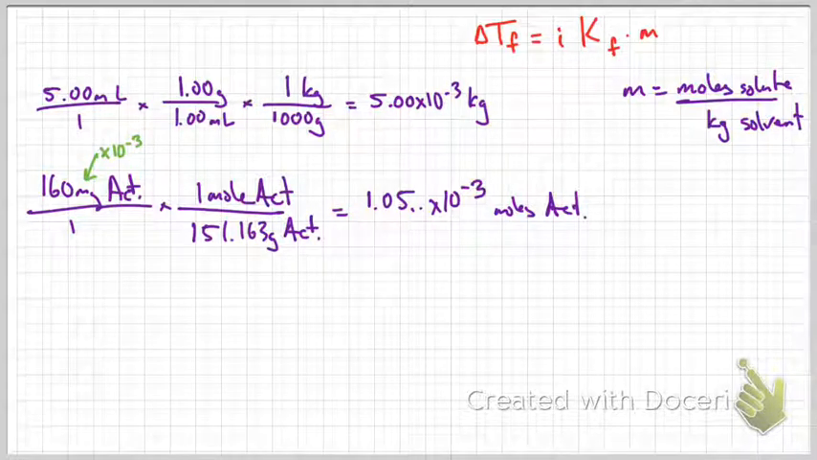All right, so now we know how many moles of acetaminophen. We know how many kilograms. Can we find molality? Find the ratio between the two. And then the van 't Hoff factor for acetaminophen. Is that something we can just know by the name? We might assume, but we don't know.